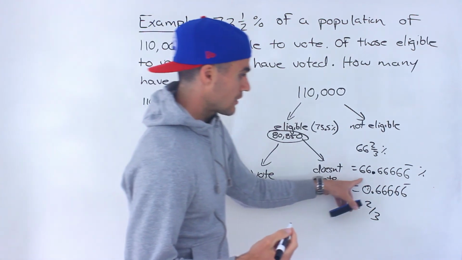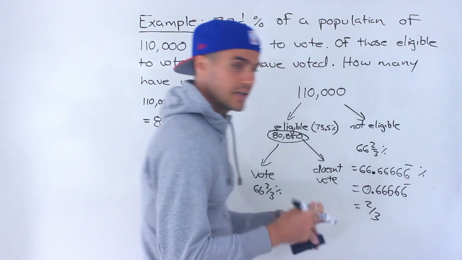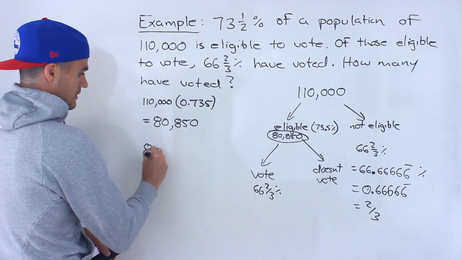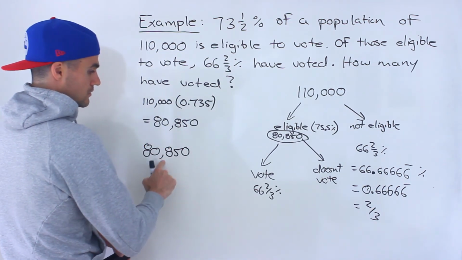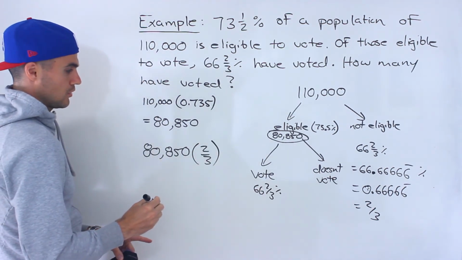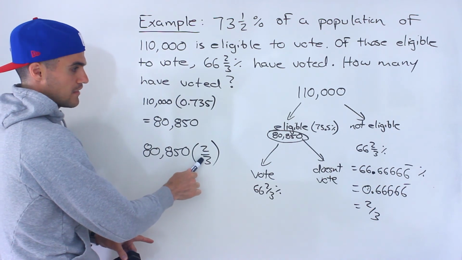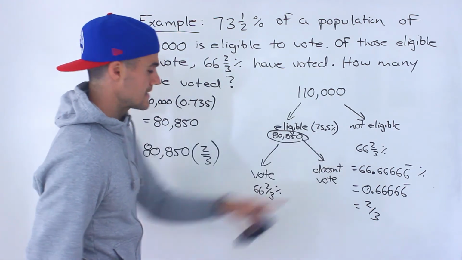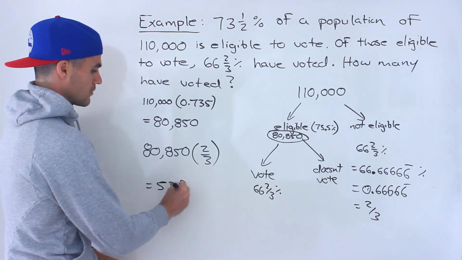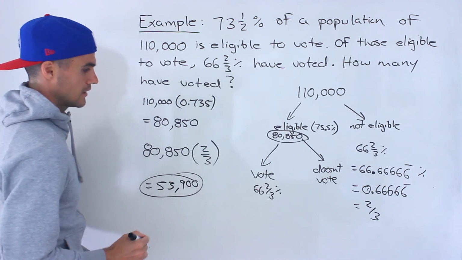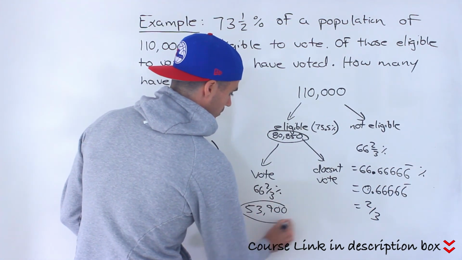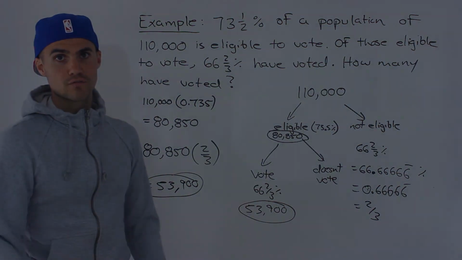So instead of writing out all the 6's repeating in your calculator and not rounding, what we can do is take this value and multiply it by that fraction 2/3. Right? So multiplying it by this is the same as that percentage. And when you do that calculation, you would end up with 53,900. So that's the number of people that have voted, and that's your final answer.